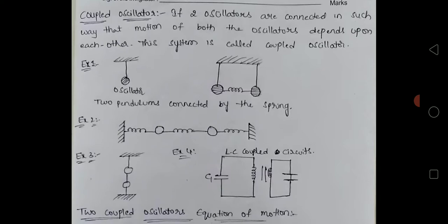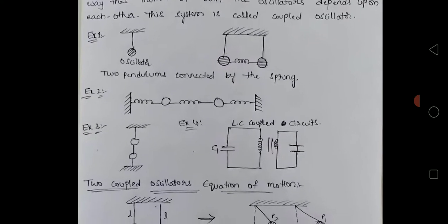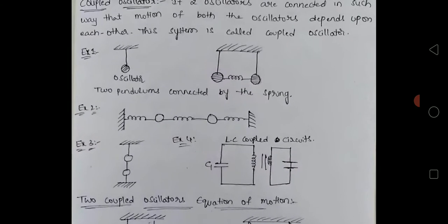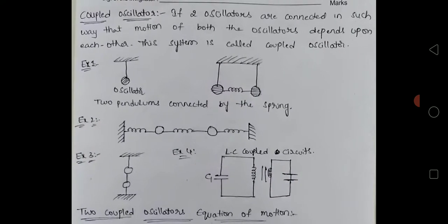Example 2 is two pendulums connected in series, and example 3 is connected in parallel. Either series or parallel we can connect. Example 4 is LC coupled circuits. Here I took C1 and C2. So this example is known as LC coupled circuits, that is two coupled circuits here. Next one. So this is the introduction: what is a coupled oscillator and examples of coupled oscillators.